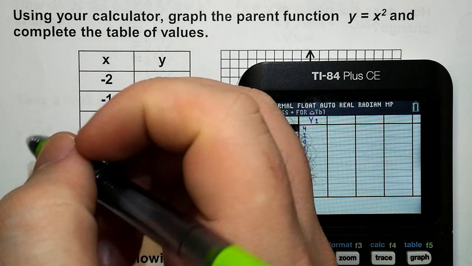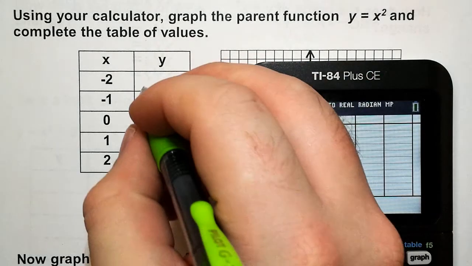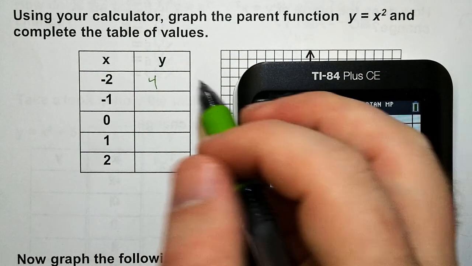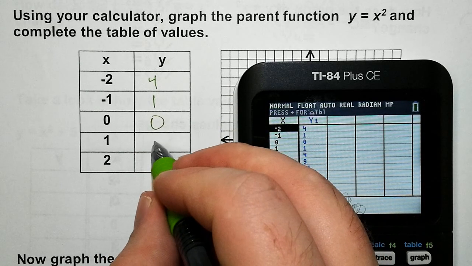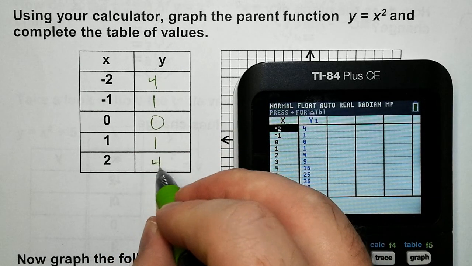And let's fill in all of these values over here. So at -2 needs to be the value 4, -1, 1, 0, 0, 1, 1, and 2, 4.